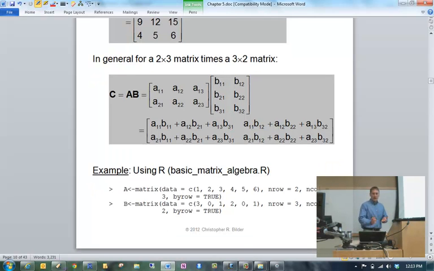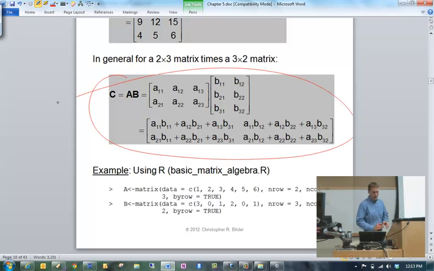So there's a very general representation of how the matrix algebra was done.